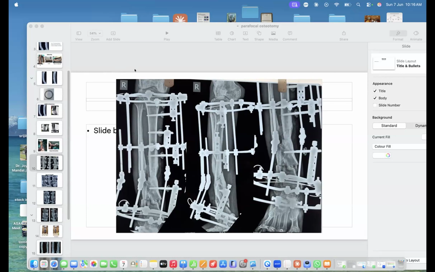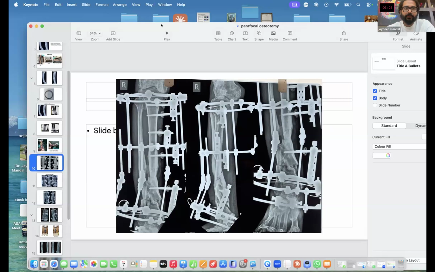Right. Okay. Thank you, Joydeep. Okay, so thank you. Good case to see. Shamsul sir, our next speaker is Dr. Prabhu.